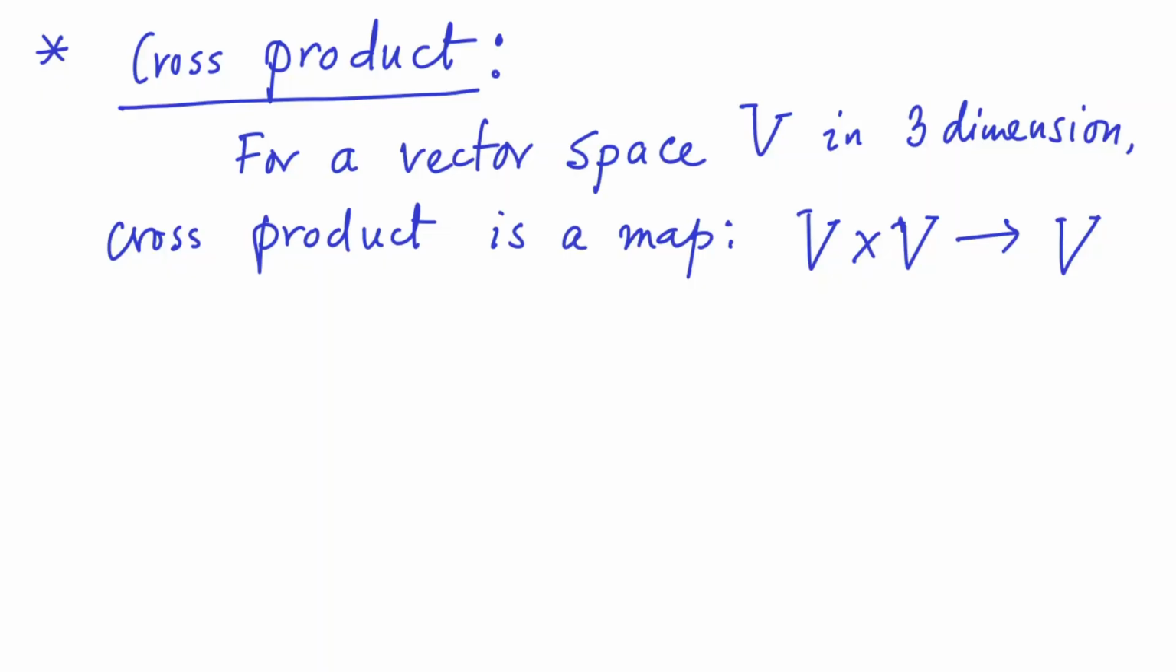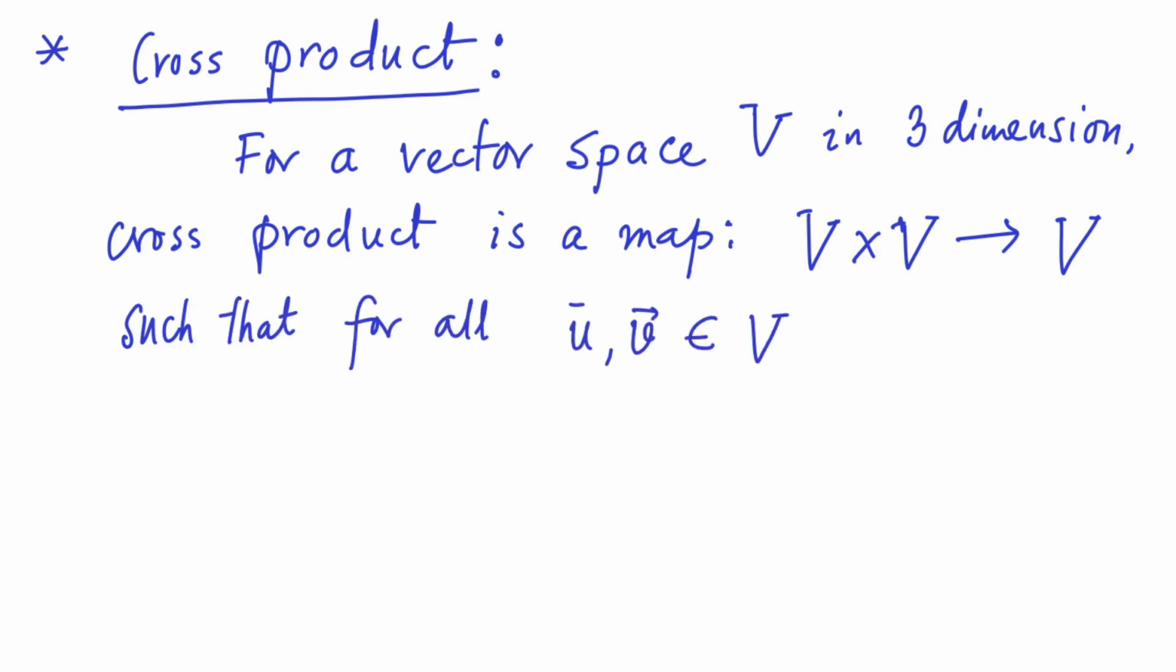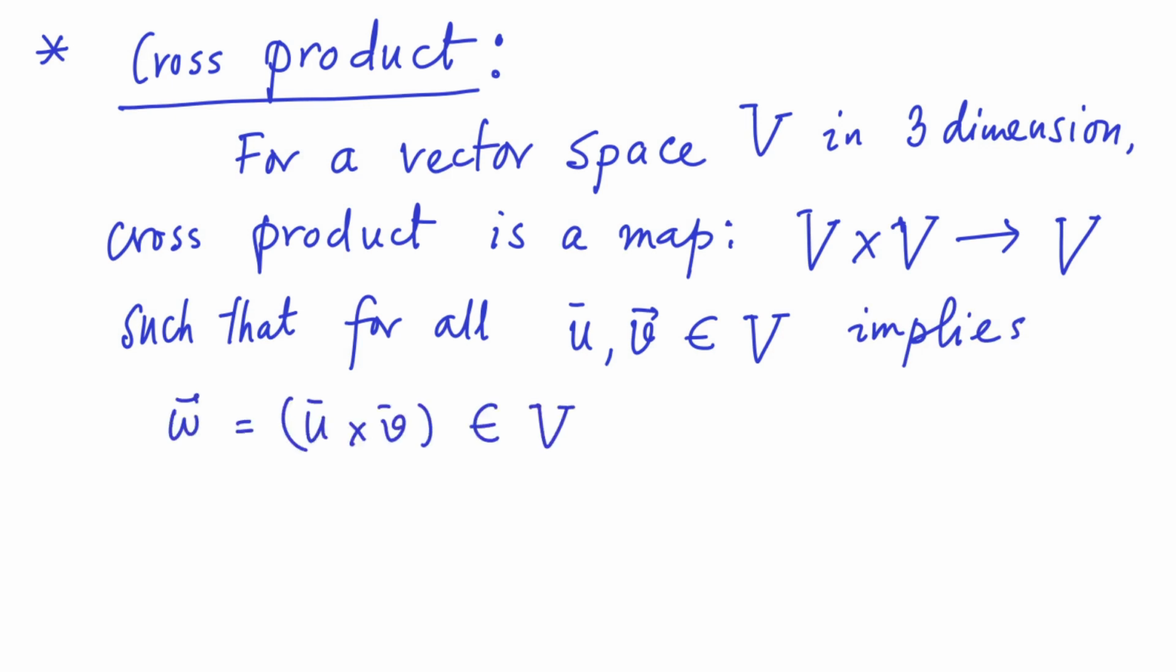So in other words, for a vector space V in 3 dimensions, the cross product is a map from 2 copies of the vector space to the vector space V, such that for all u, v belonging to the vector space V, it implies that w, which is the cross product between u and v, also belongs to the vector space V.